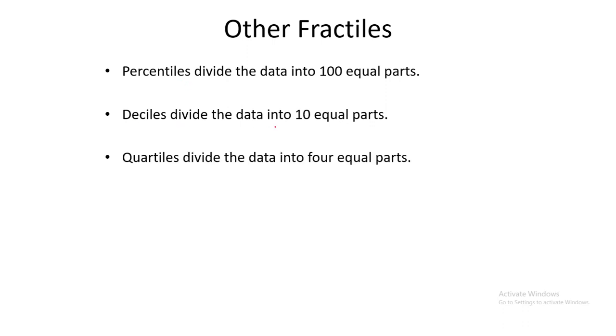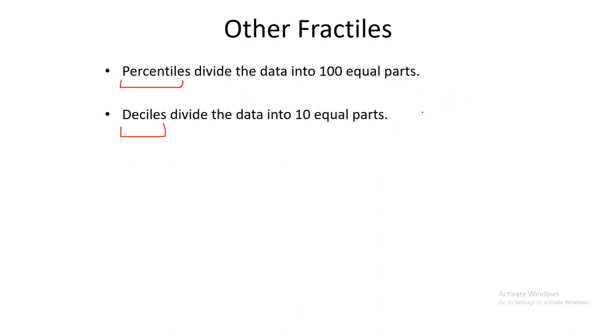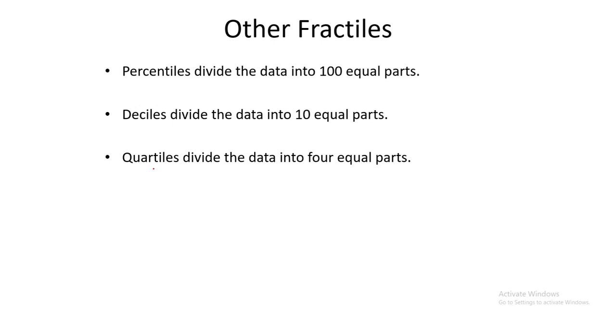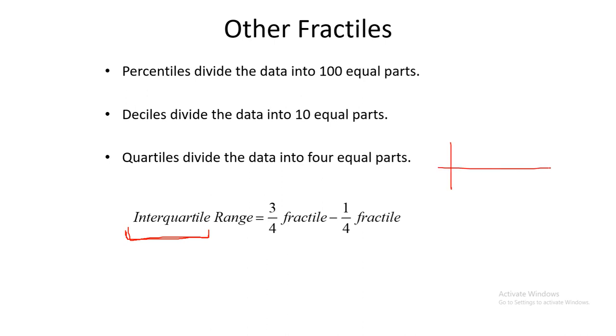Deciles divide the data into 10 parts. Similarly, quartiles divide into 4 equal parts. Okay. So if you want to find the interquartile range, you don't say interfractile range. If you are defining the interquartile range, then it will be 1 by 4 and 3 by 4, because you divide it into 4 parts. So 2, 2 and 2, 4 parts, right?